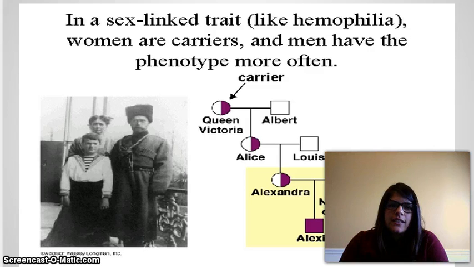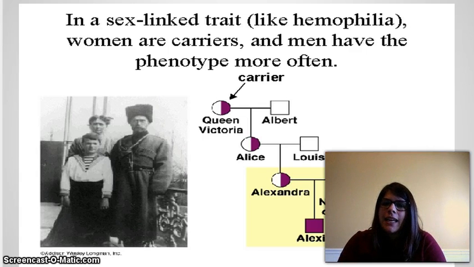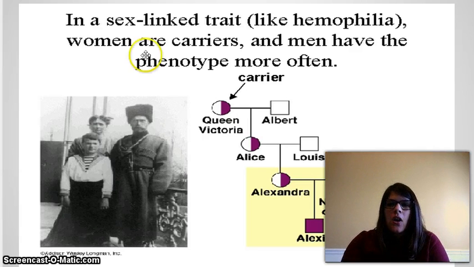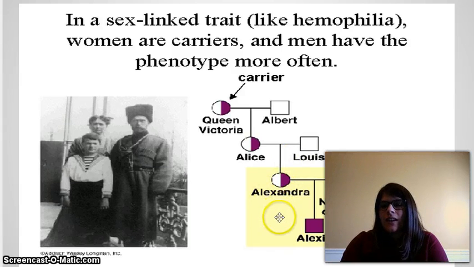Okay, and now you can see, based on what we have, in sex-linked traits like hemophilia, women are carriers and men have the phenotype more often. That's because women have 2 X's and men cannot carry things on their Y. So they only have one chance to either have something or not have something. So as you can see here, Queen Victoria was a carrier, so was Alice, so was Alexander, and finally Alexis had the disorder. Alexis was a male.